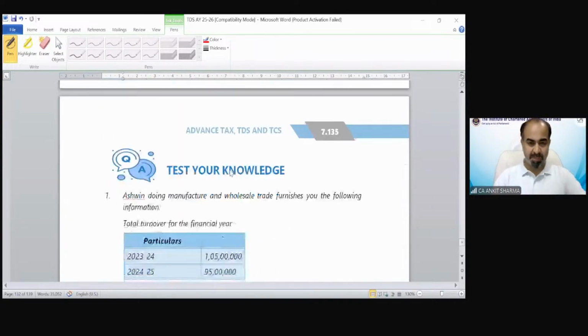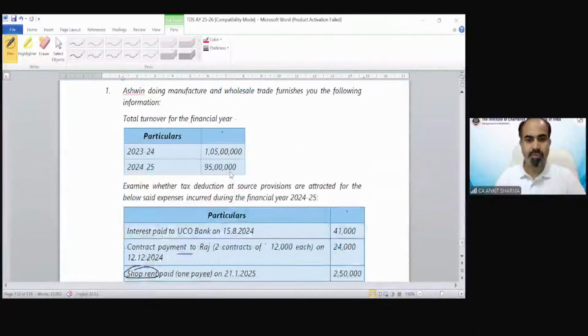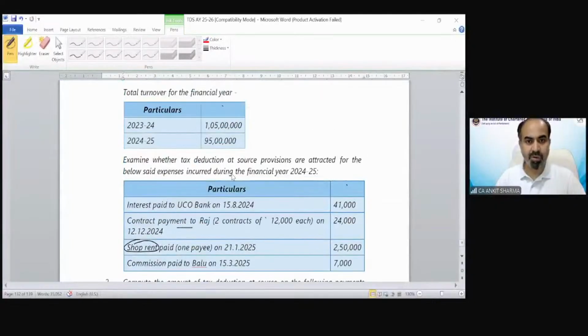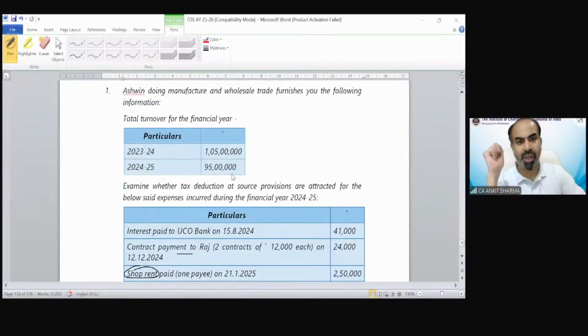Moving on to the examples. And you are going to solve these examples. Okay. So Ashwin, doing manufacture and wholesale trade, furnishes you the following information. Total turnover for the financial year 24-25 is 1 crore 5 lakh. And for the preceding year, the turnover is 95 lakhs.